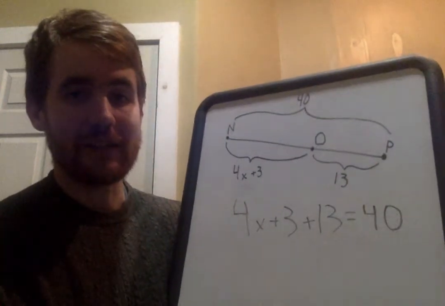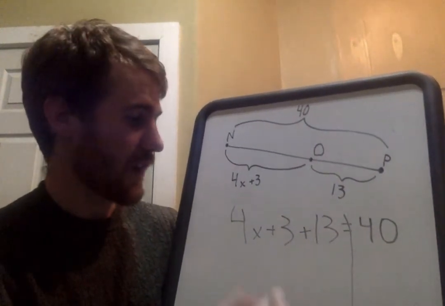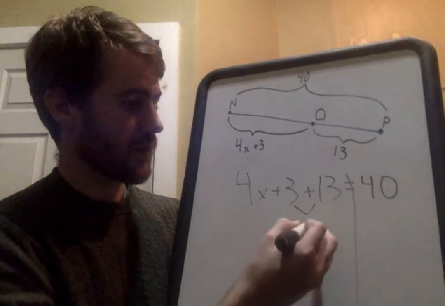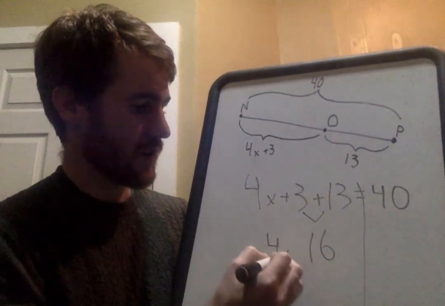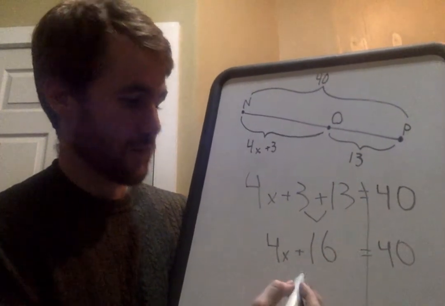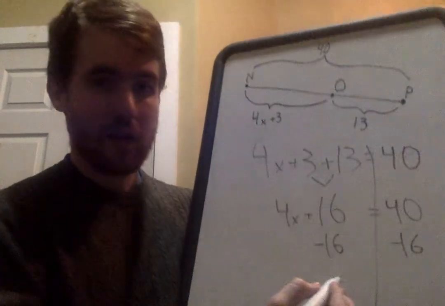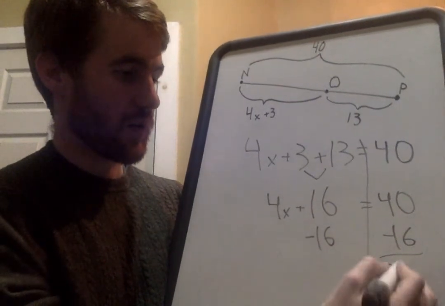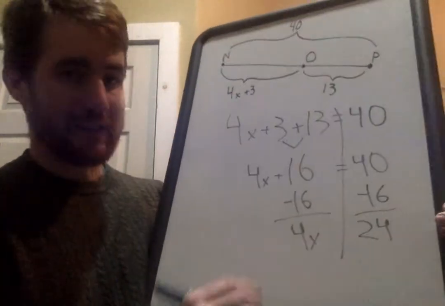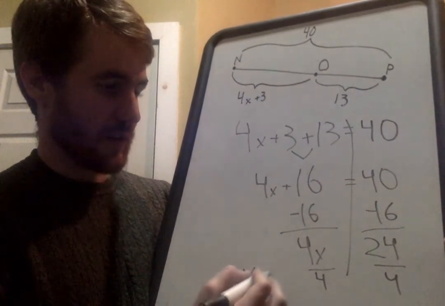And now you will recognize this as an equation. We can just solve this as we would any equation. So with the line at the equal sign, we can combine like terms, 3 and 13, to get 16. We're left with 4x plus 16 equals 40, minus 16 on both sides. We're left with 24 and 4x. And now for the last step, divide by 4. And we get x equals 6.